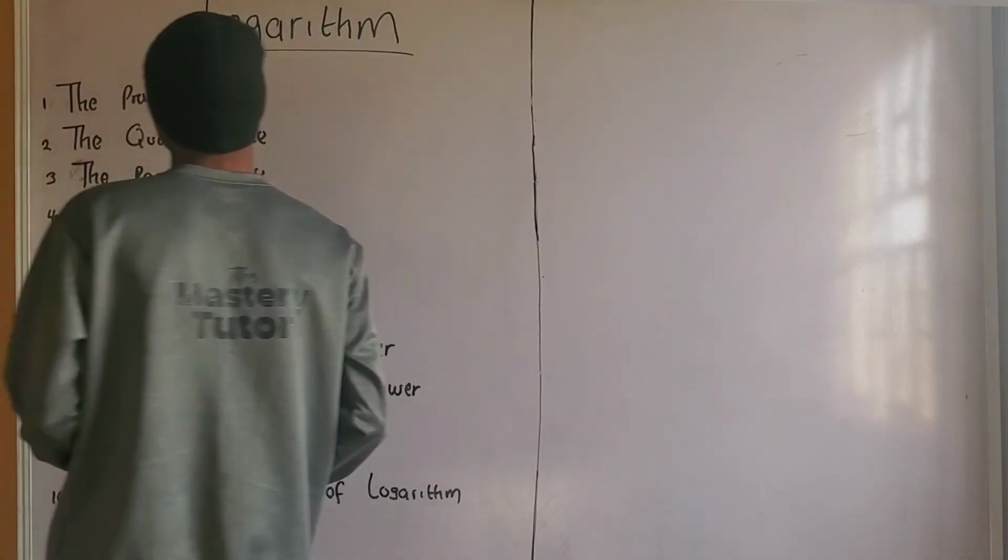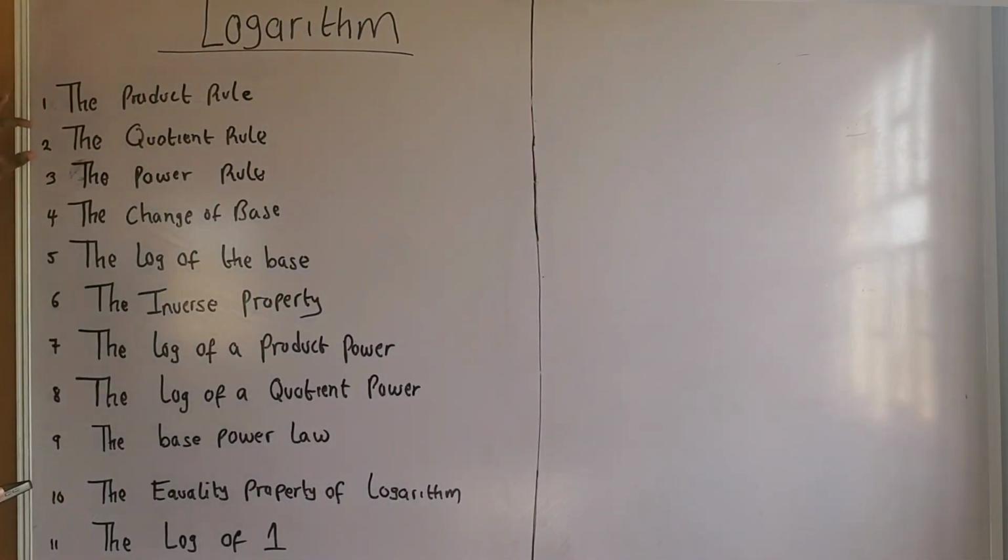You can see the first law is the product rule. The second is the quotient rule. The third is the power rule. The fourth is the change of base. And the fifth is the log of the same base. The sixth, the inverse properties of logarithm. The seventh, the log of a product power.